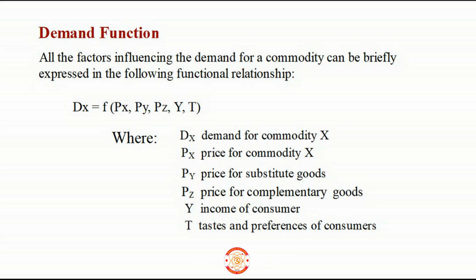Price of complementary goods, products that are jointly used. This is also a major factor for the amount of commodity that we demand. Income of a consumer, taste and preference of consumers. All these are the major factors which affect the amount of commodity that we demand. So Dx is a function of Px, Py, Pz, Y, and T. These are the main factors which influence the amount of commodity that we demand.